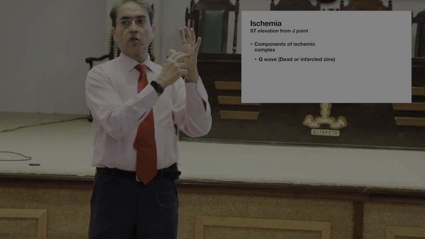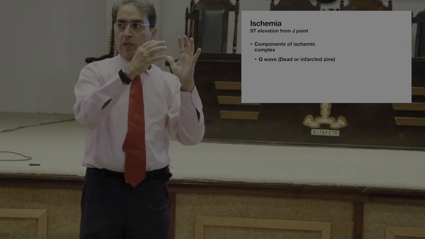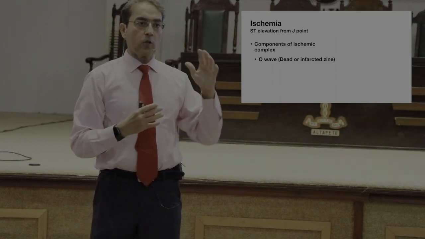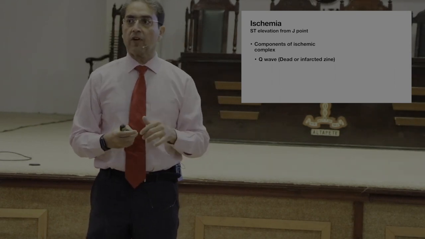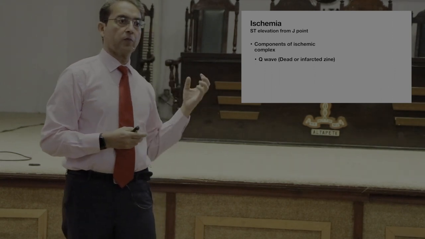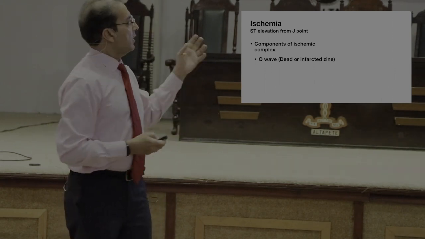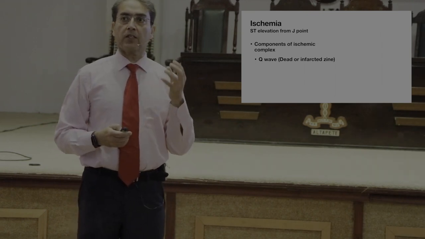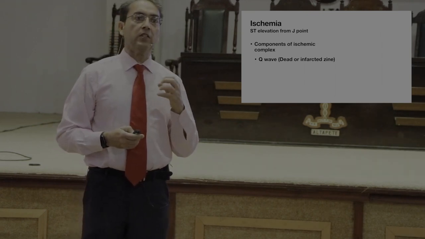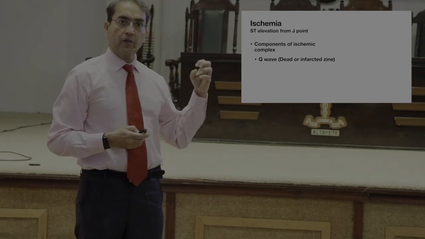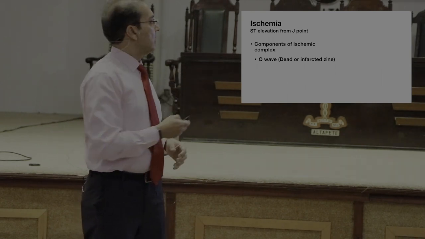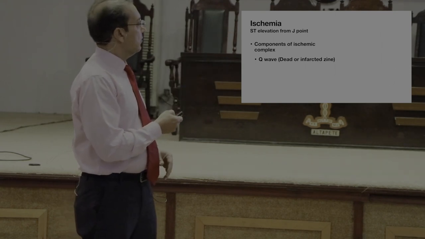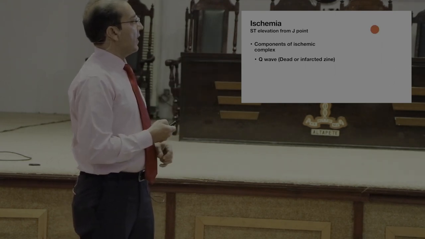And since the current flows from the endocardium to the epicardium, the current will be flowing in the opposite direction. And the electrode will record a negative deflection because the current is flowing away from that electrode. So the infarcted myocardium becomes electrically silent. We call it an electrical window, through which we can see the events of the opposite side of the cardiac wall. So you've got a dead zone, and then you've got convex ST elevation.